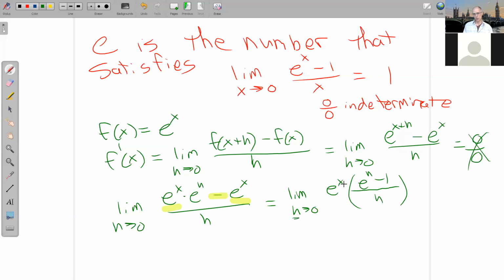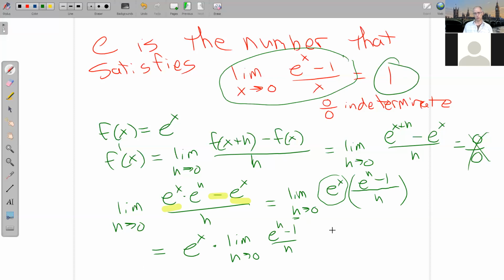Now, this is the limit as h goes to zero. There is no h in e to the x, so I can pull that out of the limit. So now this is equal to e to the x times the limit as h goes to zero of e to the h minus one over h. And I'm making the claim that e is the only number for which this limit is equal to one. And that's a definition for e: 2.71828, and so on. That decimal value is the only one that makes this work. So this limit is one. That means the derivative of e to the x is e to the x.